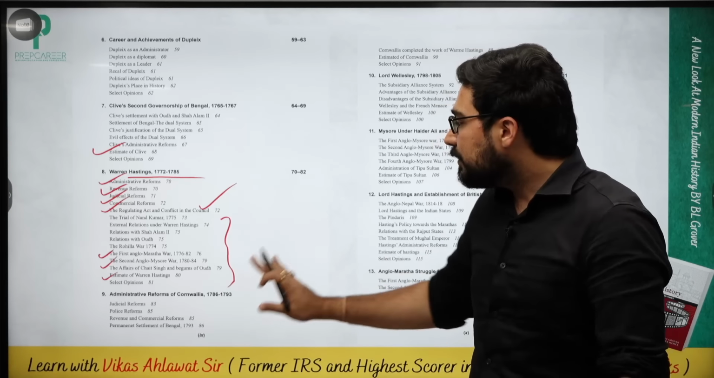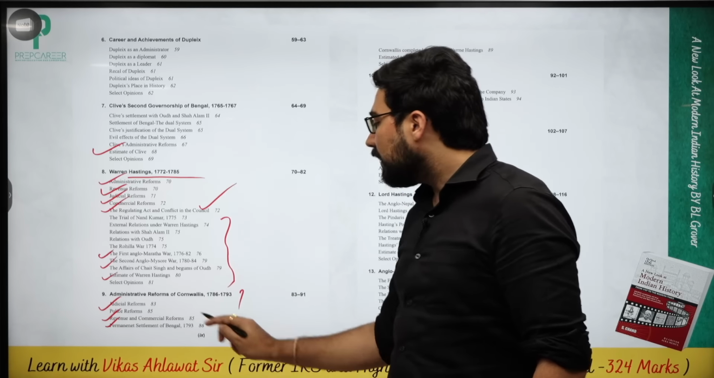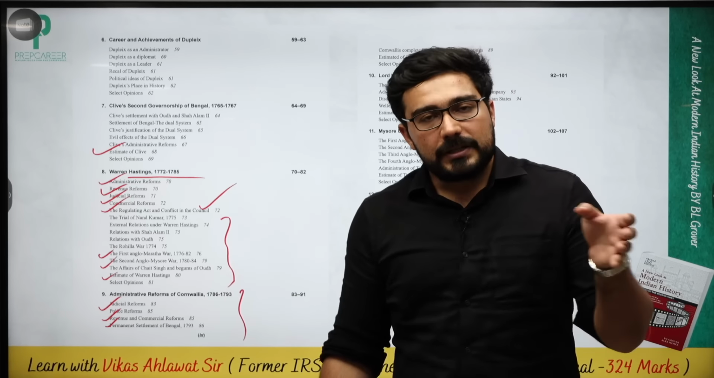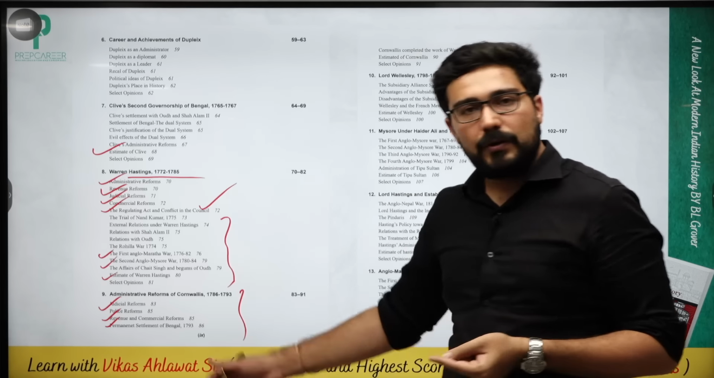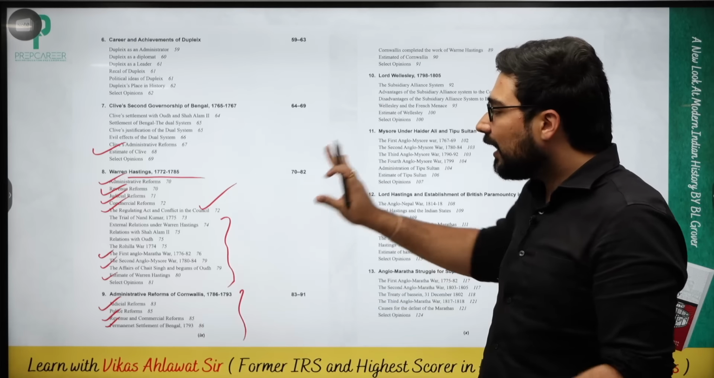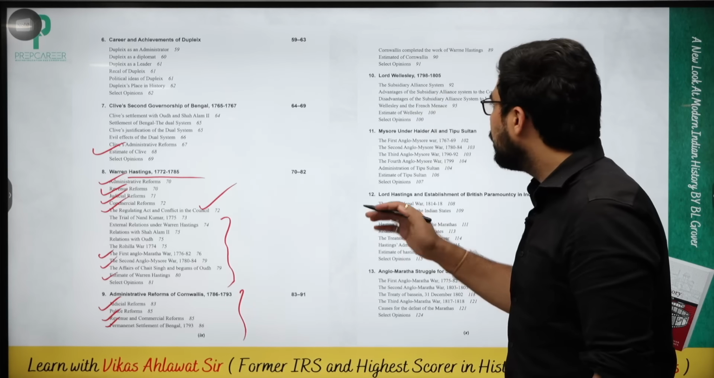Administrative reforms, Cornwallis is very important. Just like we had read in Sekhar Bandopadhyay how the system was created for the various parts, for judicial, police, revenue, etc. So if you are reading that, read this along with it. It will be easy. Permanent settlement is given in this. That is how you can do this.